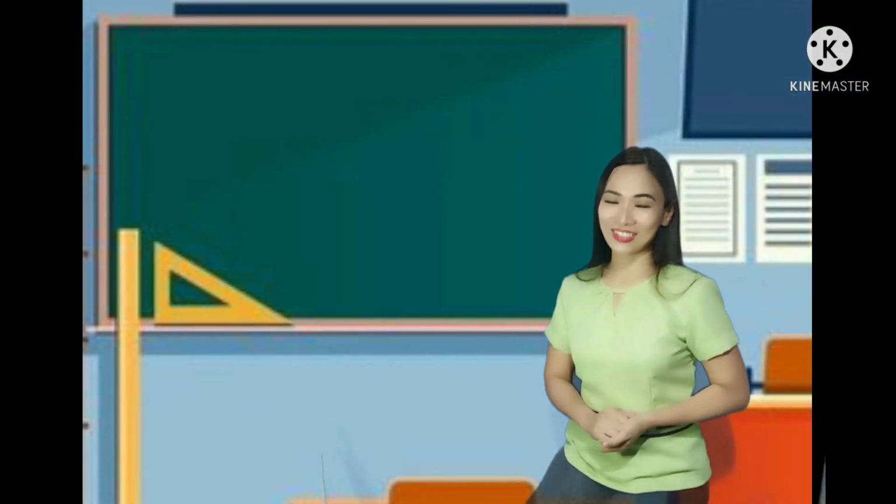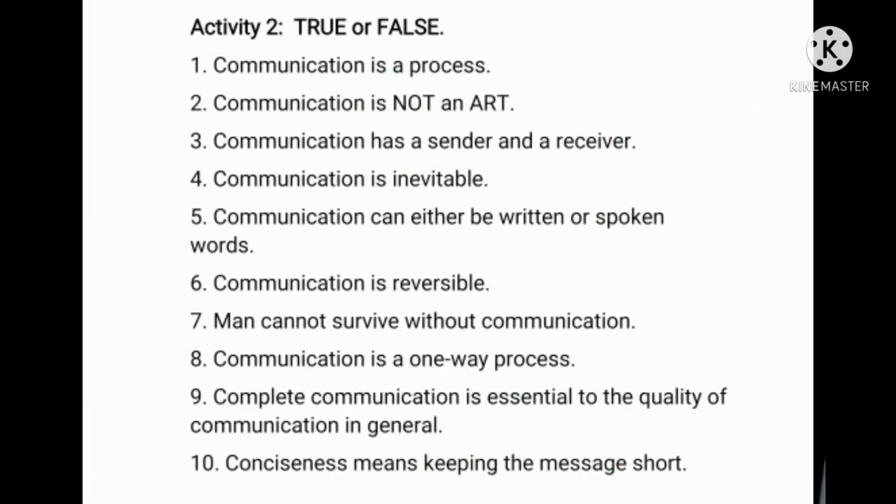Moving on to the next activity. Activity 2. Tell whether the statement is true or false. Number 1. Communication is a process. Number 2. Communication is not an art. Number 3. Communication has a sender and a receiver. Number 4. Communication is inevitable. Number 5. Communication can either be written or spoken words. Number 6. Communication is reversible.